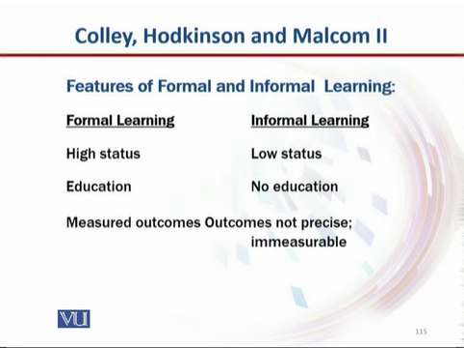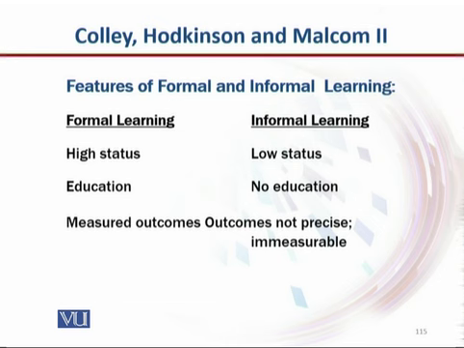Formal learning is measured outcomes. Outcomes need to be measured. Somebody at the earlier stage said, these are the objectives which will lead to these outcomes. Have the students shown those outcomes? In informal learning, outcomes are not precise and therefore they are not measurable, because there was no objective in informal learning.